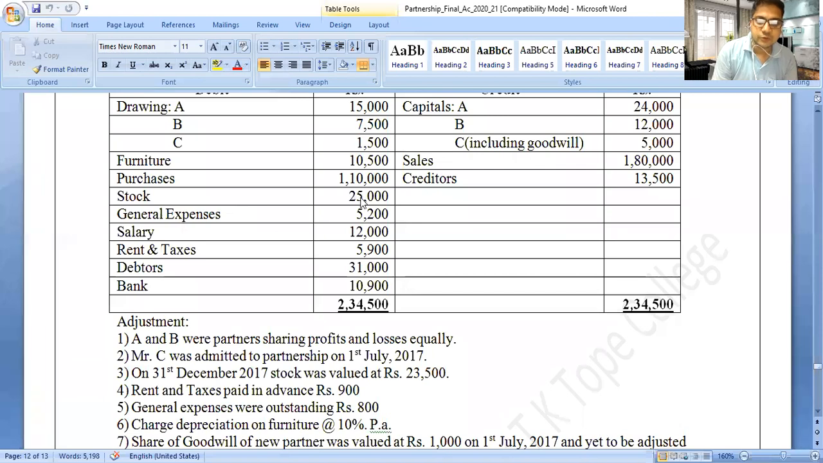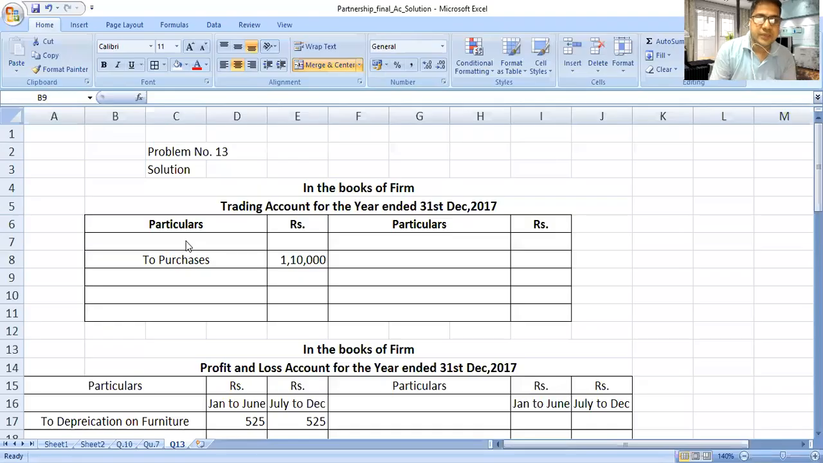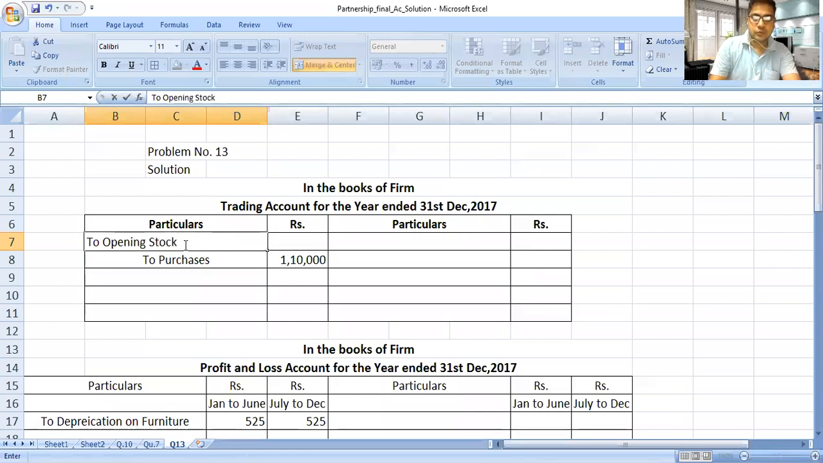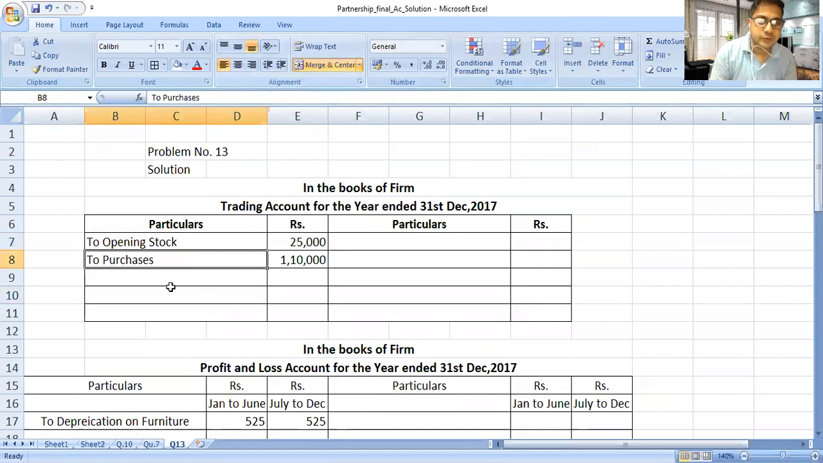After recording purchases, the next item we see in our trial balance is stock 25,000. It is an opening stock, and opening stock is also recorded in our trading account, on the debit side, on top: to opening stock, value rupees 25,000. I hope you understood how we will write our values.